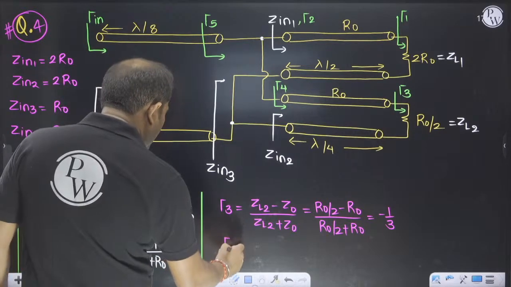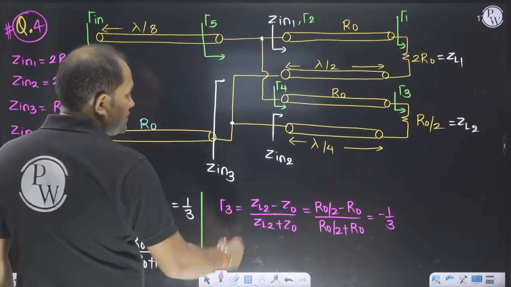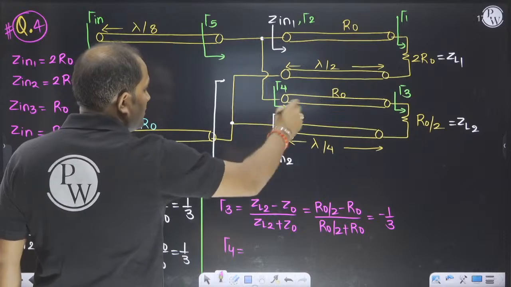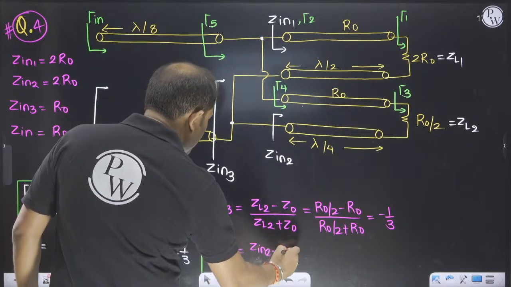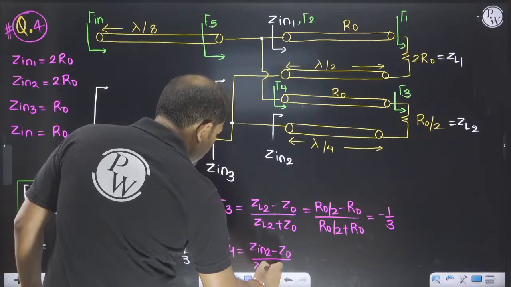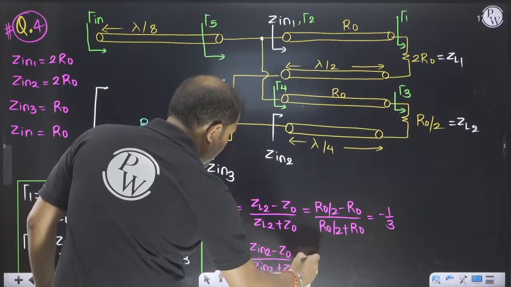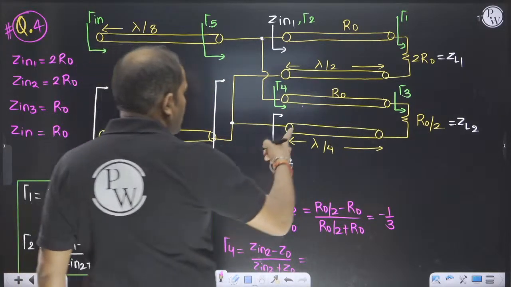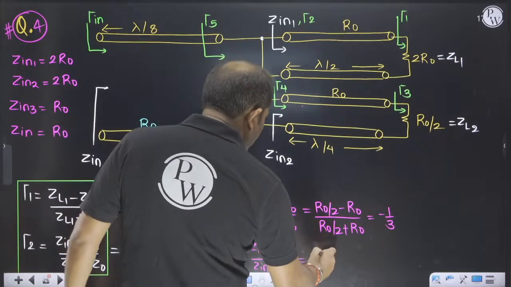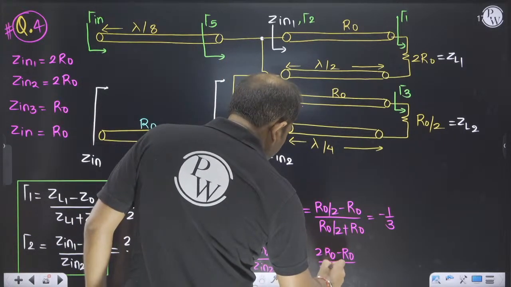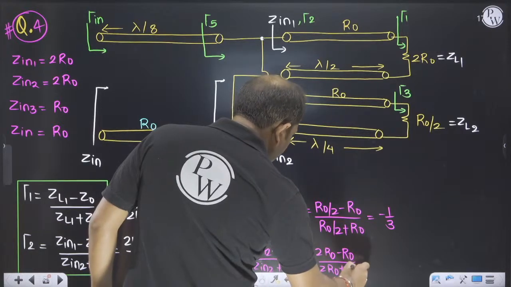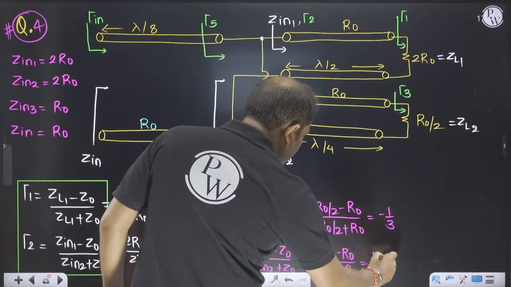Then gamma 4. Gamma 4 is Zin2 minus Z0 divided by Zin2 plus Z0. Zin2 is 2R0, so it is 2R0 minus R0 divided by 2R0 plus R0. It will be 1 by 3.